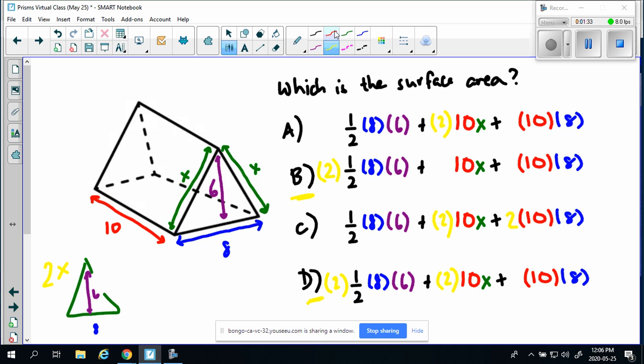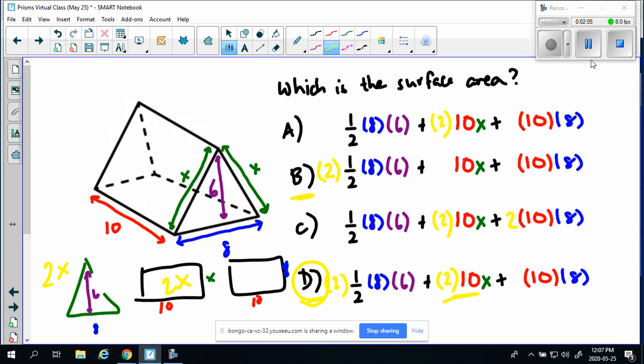And then when you think about the number of rectangular faces, there are 3, but there's actually two varieties. There's the ones that are 10 by X, and then there's the rectangle that is 10 by 8. So it is actually possible to have 3 different types of rectangles, but because both of these sides are X, this one's a duplicate, so 2 of these. So actually it must be the one that has 2 of the 10 times X. So your answer is going to be D. That is the surface area of this rectangular prism.